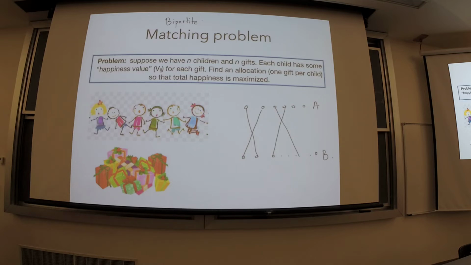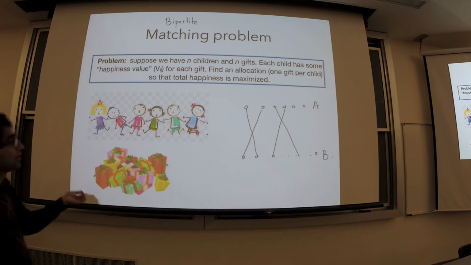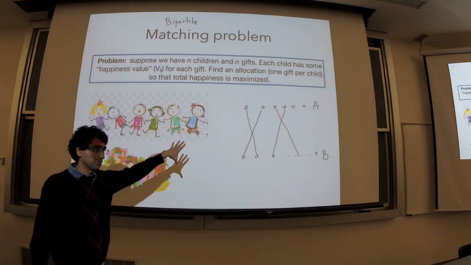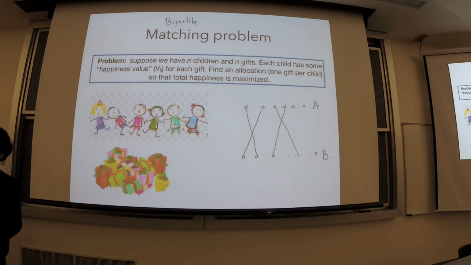So that the sum of these happiness values is maximum. So now my question is, how would you try to phrase this? Suppose you were to try to phrase this problem as an optimization. So how would we go about doing this?